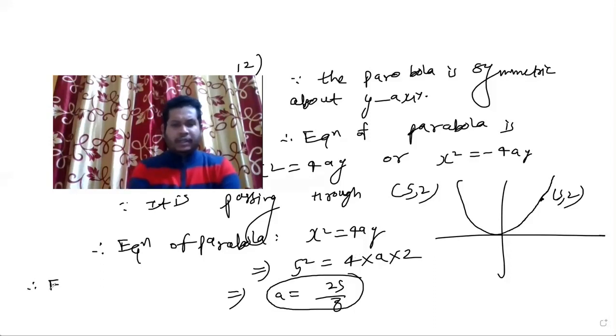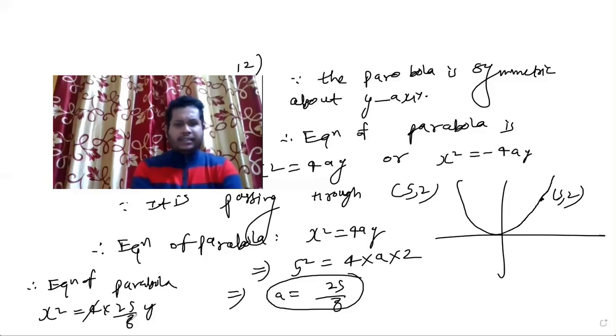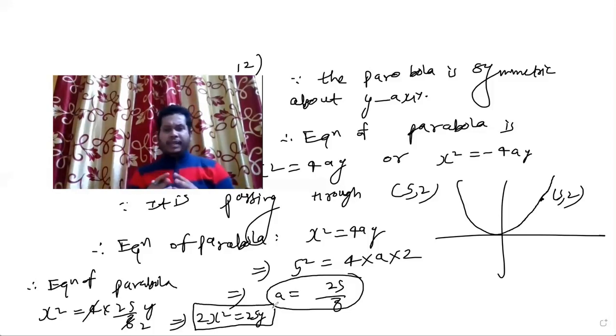Now we can substitute it. The equation of the parabola is very simple: just substitute this value of a there. So x squared will be equal to 4 into 25 by 8 into y. The 4 and 8 will cancel out partially and we can cross multiply. So 2x squared = 25y, and this is my required equation of the parabola. This is how we can approach this type of question. I hope now the parabola is quite clear.